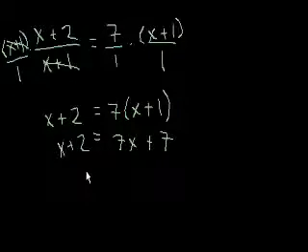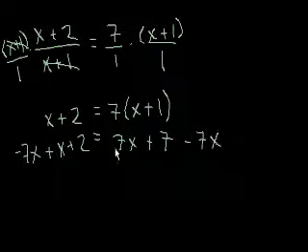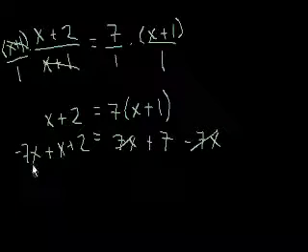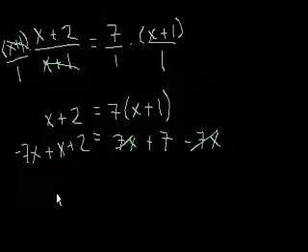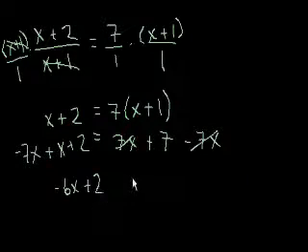And now all we do is we say, well, let's get all the x's on one side of the equation, and let's get all the constant terms, like the 2 and the 7, on the other side of the equation. So I'm going to choose to get the x's on the left. So let's bring that 7x onto the left, and we can do that by subtracting 7x from both sides. Minus 7x. On the right-hand side, these two 7x's will cancel out. And on the left-hand side, we have minus 7x plus x. Well, that's minus 6x plus 2 is equal to, and on the right, all we have left is 7.